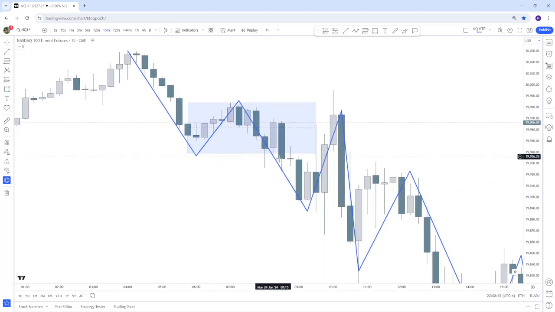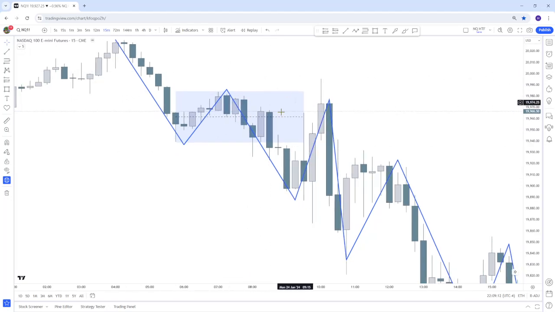Now price came and it wicked below, but it did not close until here. So the protected low is up here, and this is where it closed. It didn't close here. If it had closed below here, then this would have been a protected high, but because it didn't close until here, this remains your protected high. So price left it, and there's some wicks here, but no body closures, so this is still your low.